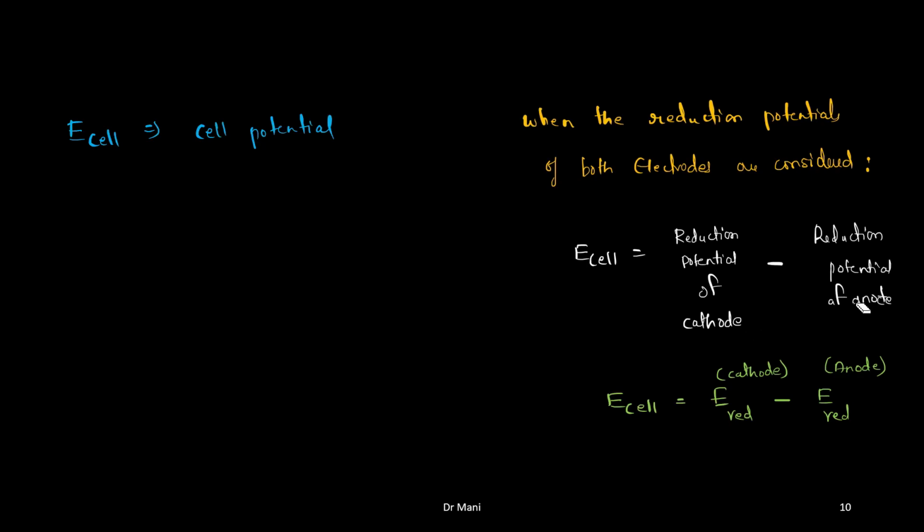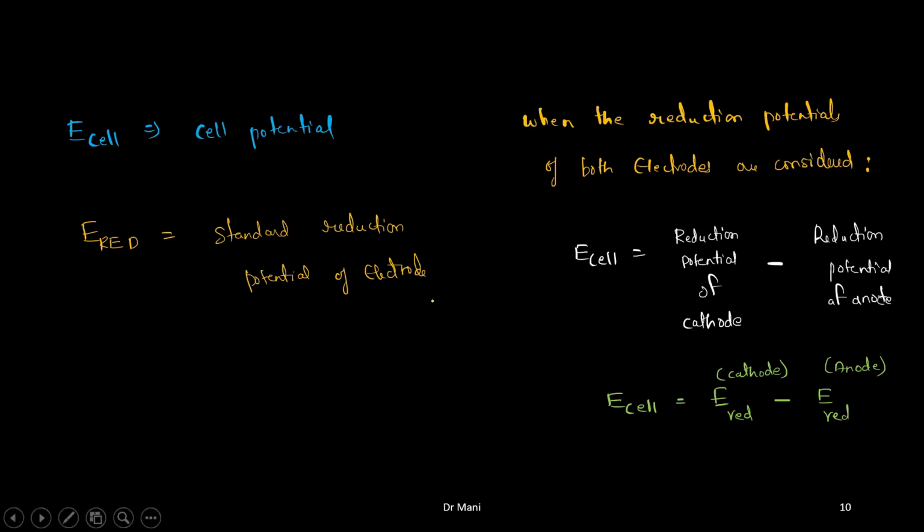And remember, what is the meaning of E red? It's nothing but the standard reduction potential, if you are confused. So E red means standard reduction potential of an electrode. It could be of the cathode or of the anode. You can write that. So with this, it provides the overall voltage of the electrochemical cell.